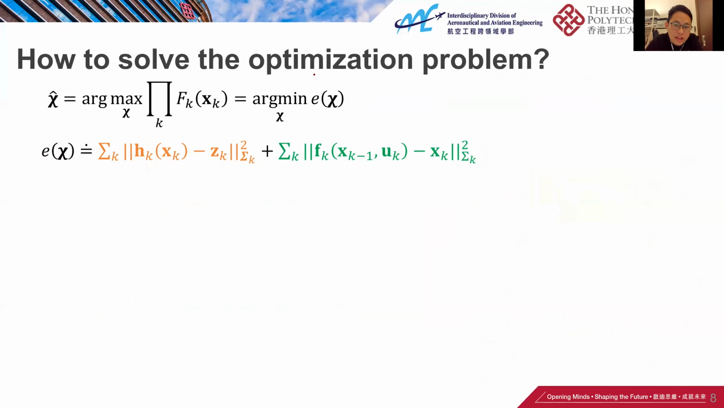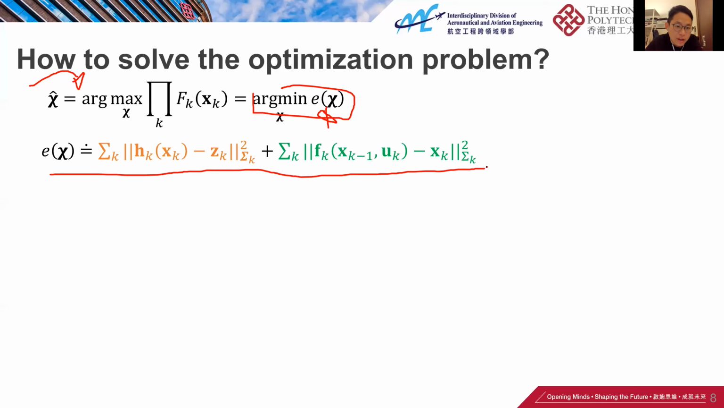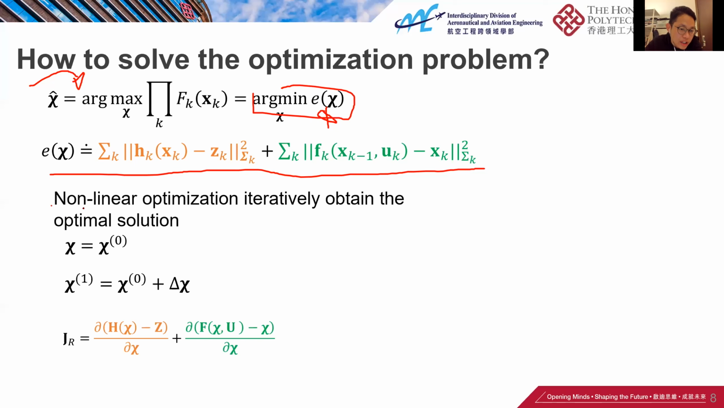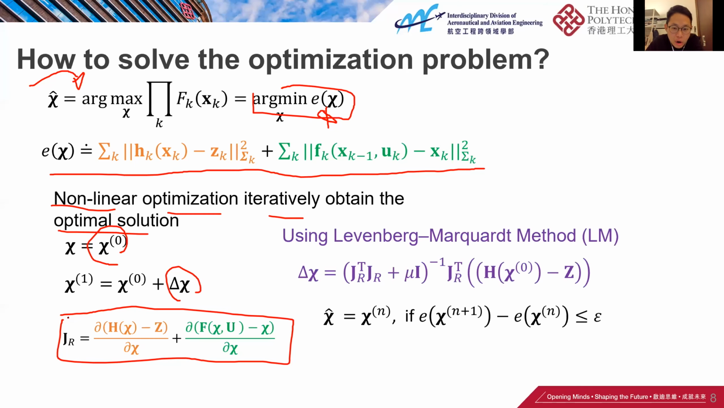So how to solve the optimization problem? As I mentioned earlier, because of the Gaussian distribution assumption, the maxima posterior becomes minimizing the cost function E of subset of X. This is how it looks. So we do nonlinear optimization iteratively to obtain the optimal solution. Again, you give an initial guess, then you give a step, you find the Jacobian, which is the gradient of it. You can do it simply like this, or you can use a more state-of-the-art Levenberg-Marquardt method, which is the LM method, to solve the problem. This is all nonlinear iterative least squares. You can use the method to find an optimized solution.